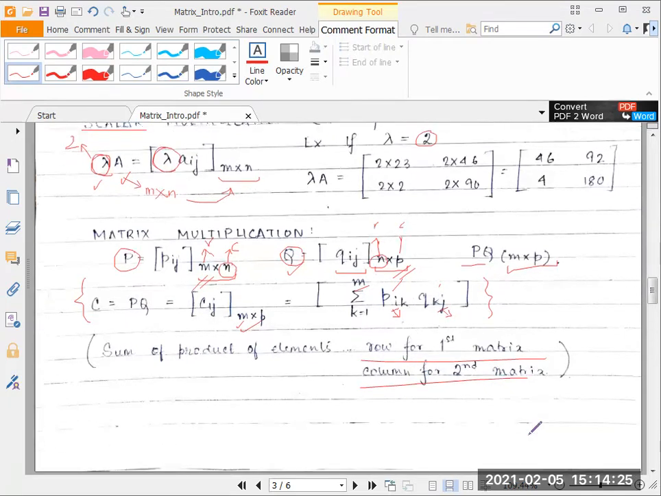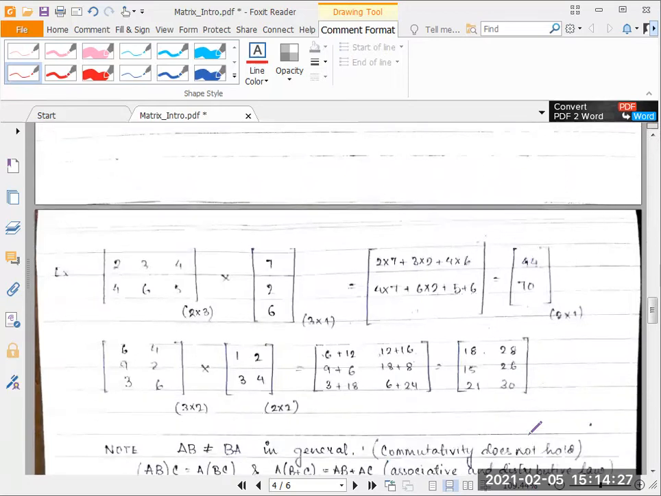Now let's look at an example. Let's suppose I have a matrix A, or rather, going by the definition that we had talked about, let's suppose this is matrix P and this is matrix Q, and we need to find some matrix C. So the first thing is we need to look at the dimension of the original matrices, and we need to decide what will be the dimension of the final matrix. So let's look at the first question.